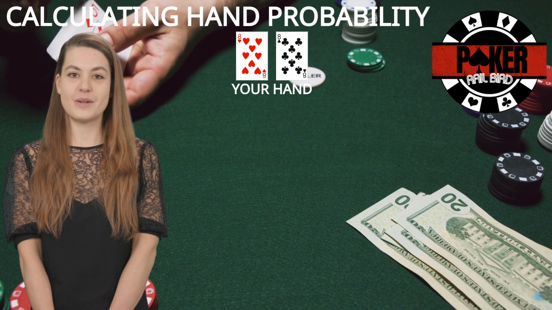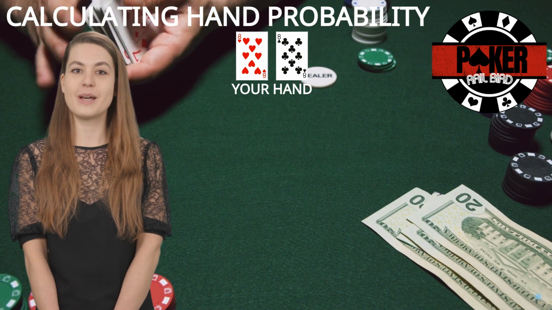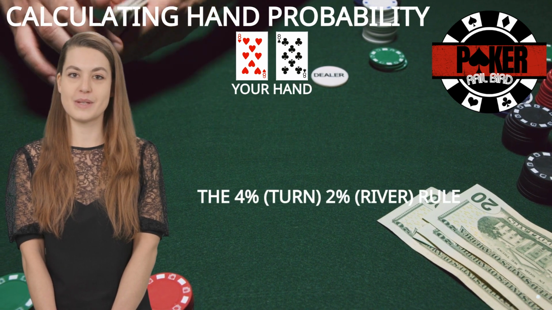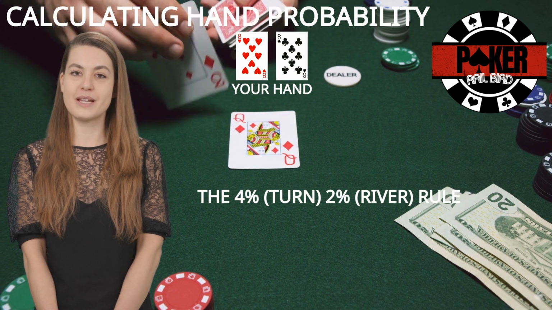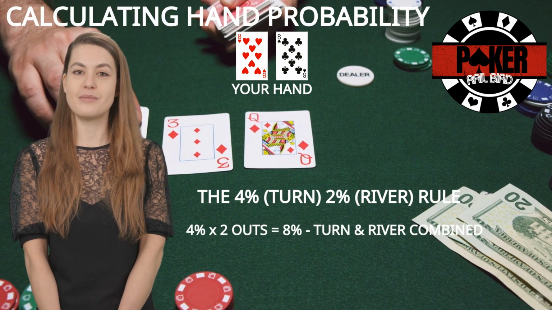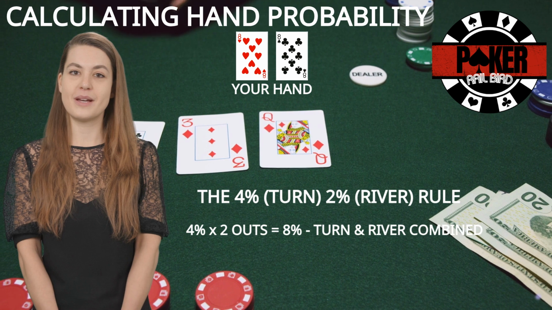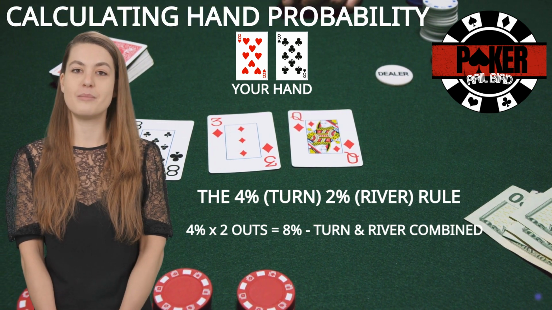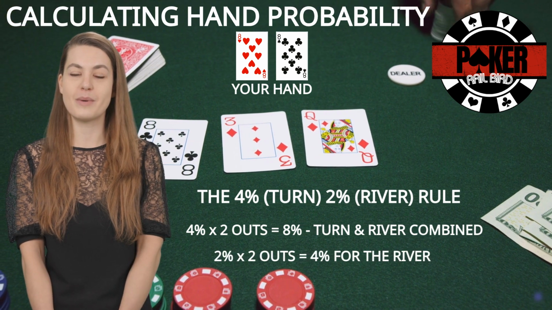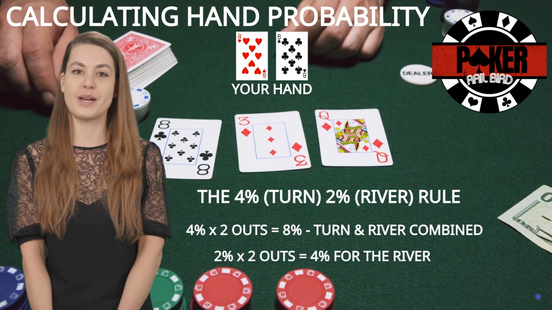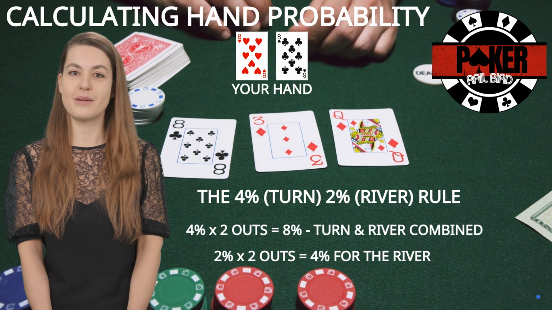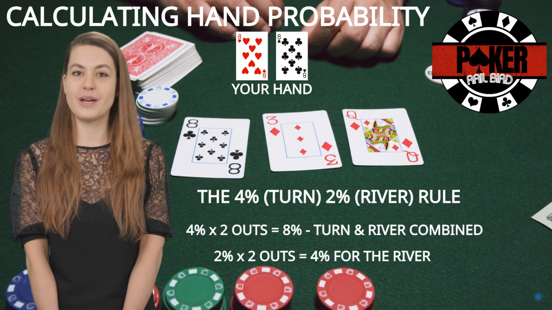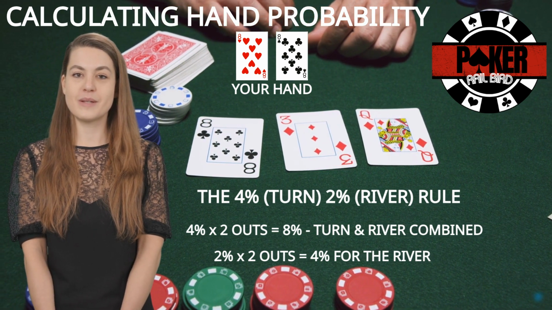To quickly calculate your probability of hitting an 8, we will use the 4-2 rule. This means for the turn, we take 4% and multiply it times 2, our number of outs, which gives us 8%. Remember, the 8% is the probability for the turn and river combined. Then, for the river, we would multiply 2% times our number of outs, 2, giving us 4% for the river.